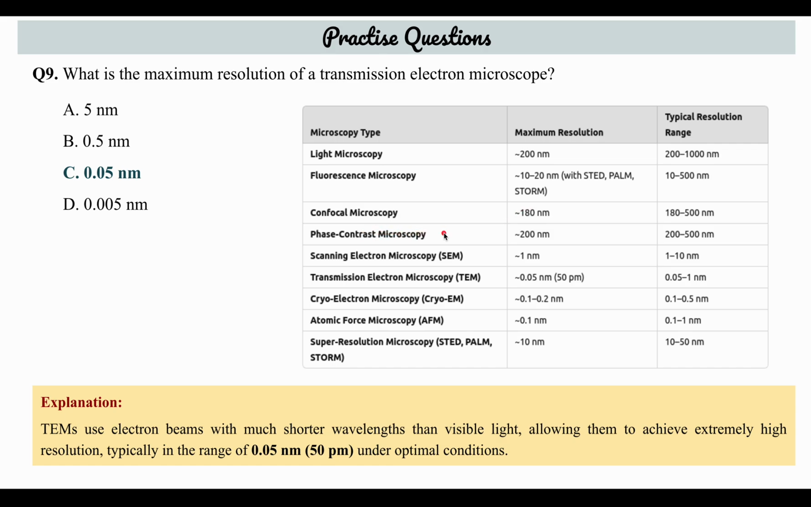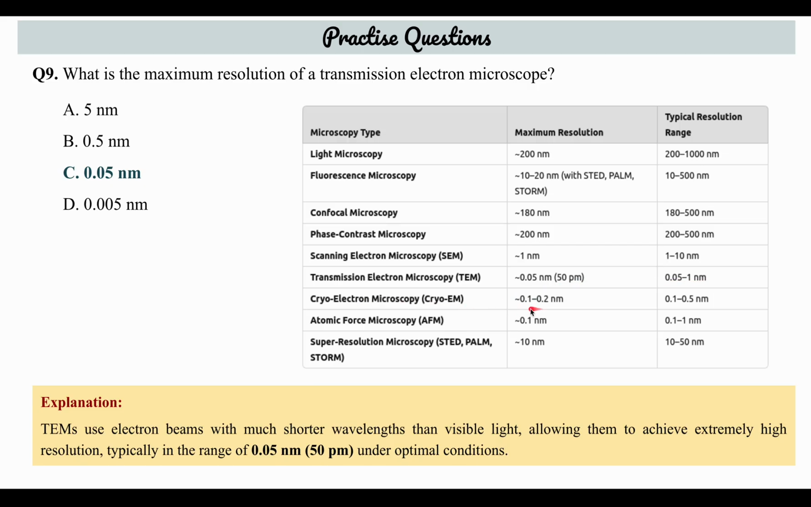They have a maximum resolution of 10 to 20 nanometers, and the typical range is 10 to 500 nanometers. Confocal microscopy has 180 nanometers maximum resolution, ranging from 180 to 500 nanometers. In phase contrast microscopy, the maximum resolution is 200 nanometers and the range lies from 200 to 500 nanometers. Scanning electron microscopy has a resolution of 1 nanometer and a range of 1 to 10 nanometers, whereas TEM has a maximum resolution of 0.05 nanometers and a range of 0.05 to 1 nanometers.